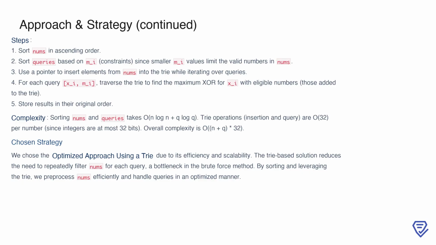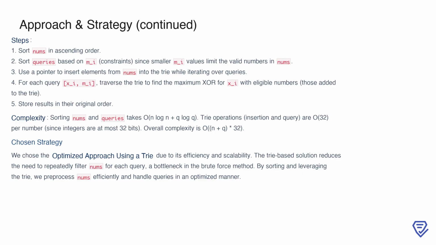Next, we use a pointer to dynamically insert numbers from nums into the tree as we process each query. For each query, x_i, m_i, we traverse the tree to find the maximum XOR value for x_i using the eligible numbers already inserted into the tree. After calculating the result for each query, we store the results in their original order. This method is significantly more efficient.